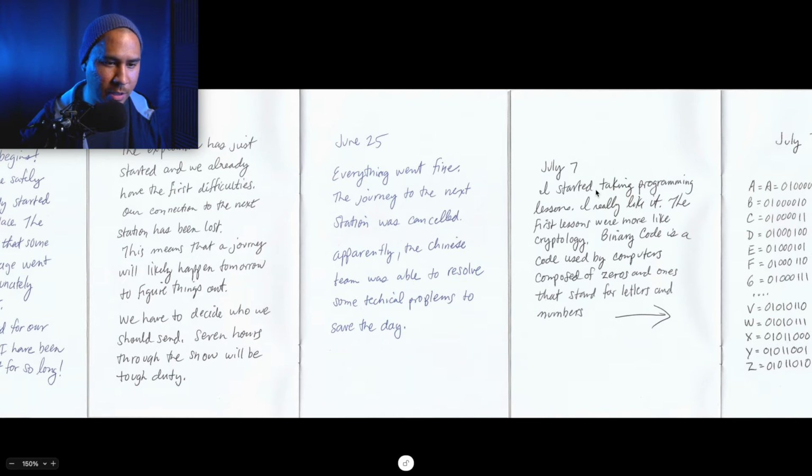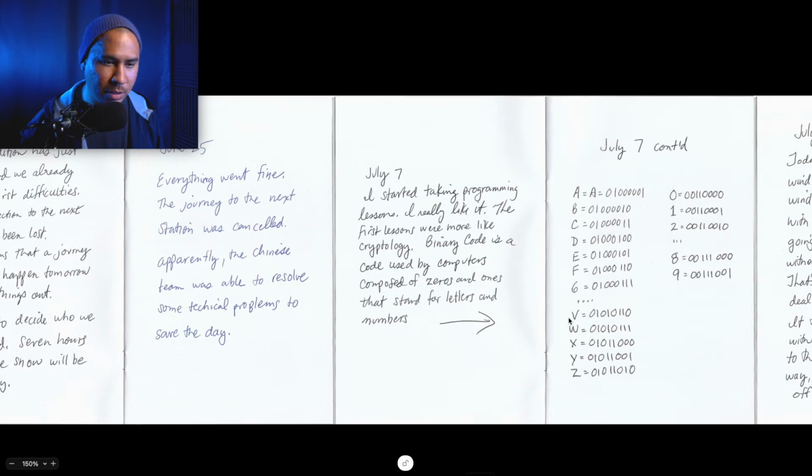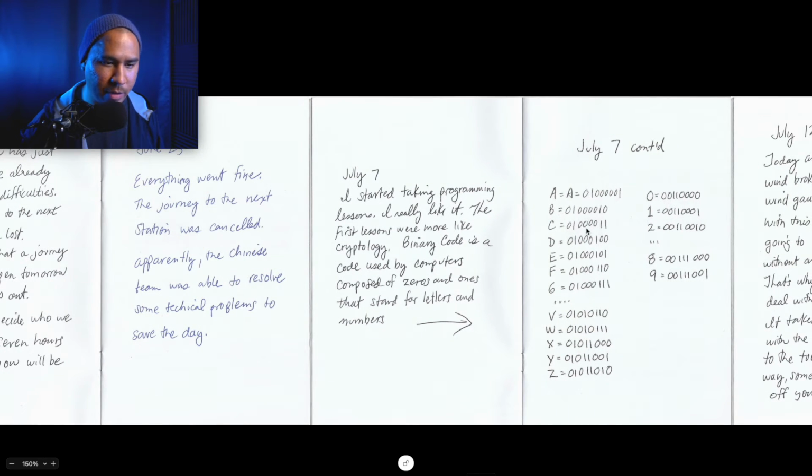July 7th. I started taking programming lessons. I really like it. The first lessons were more like cryptology. Binary code is a code used by computers composed of zeros and ones that stand for letters and numbers. July 7th continued, and we have all the binary codes for letters, or some letters and some numbers. But there are... I really hope I don't need to figure out what's in between, but most likely if we do, that's why they told us that we probably need to Google stuff.